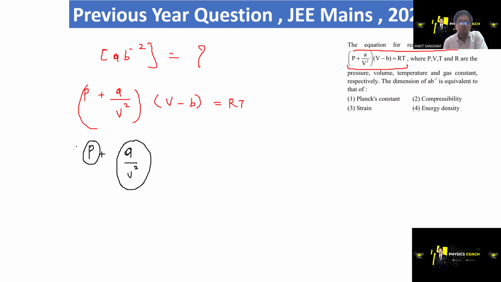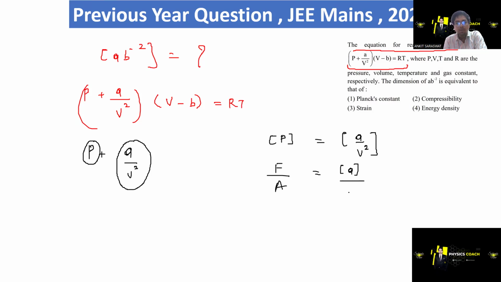So we can add two physical quantities only when they have the same dimension, as per the principle of homogeneity. Clear? So the dimension of P is equal to the dimension of a/V². They have the same dimension. Pressure is force by area.